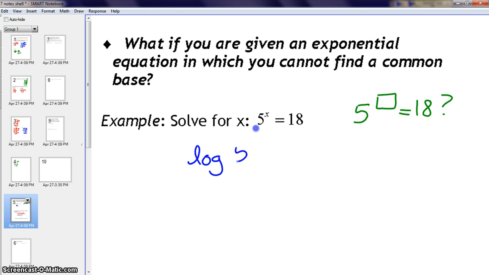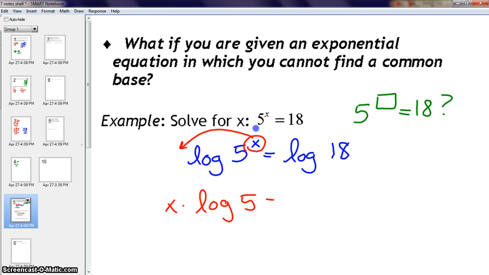I'm going to take the base 10 log of both sides. This is allowed because I'm doing something to both sides. That's true throughout algebra. I can take a square root of both sides. I can add 7 to both sides. Here I'm taking a log of both sides. The reason I do that is I get to use the best ever property of logs, which is that I can take this guy and put him down in front. So x times the log of 5 equals the log of 18.